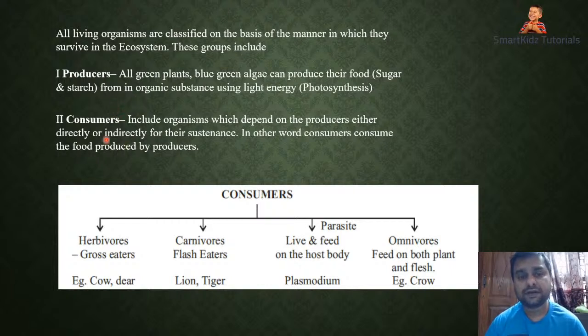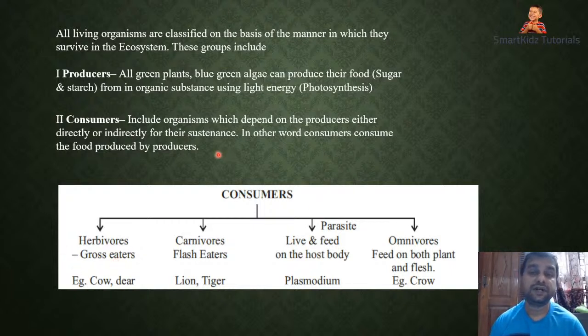The rest all fall under the category of consumers. Of course, there are decomposers as well. We'll come to that later on. But most of them are consumers, consumers who consume producers and other consumers. Under consumers, there are various other categories as well. These would include herbivores, carnivores, then you have parasites, and you have omnivores as well. So we go through each one of them.